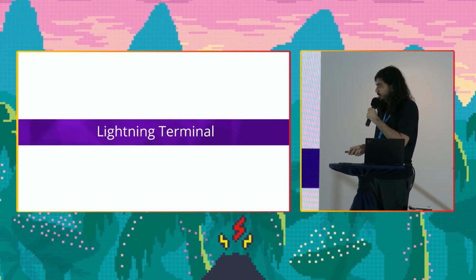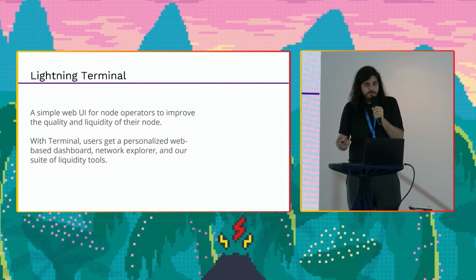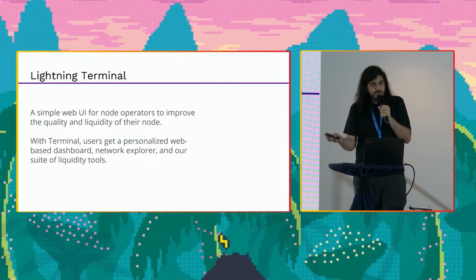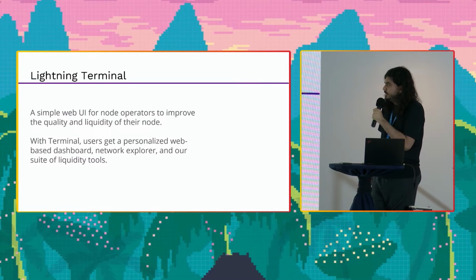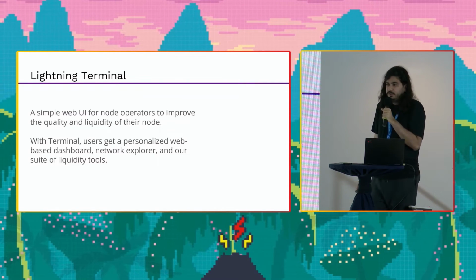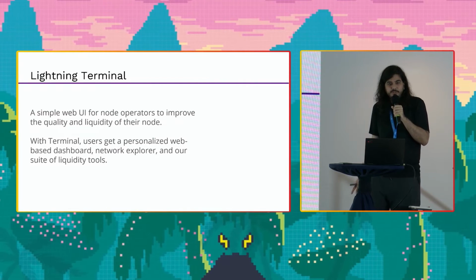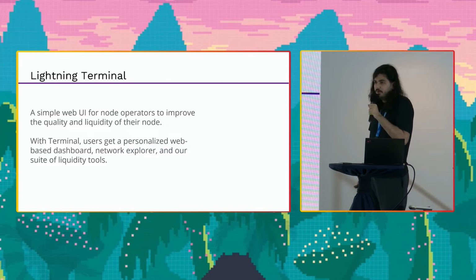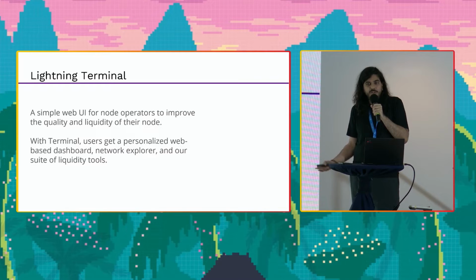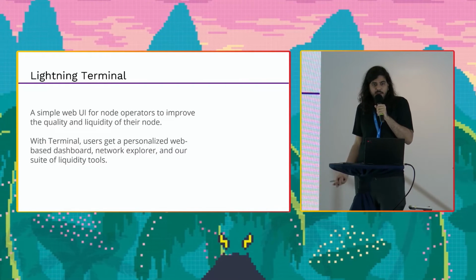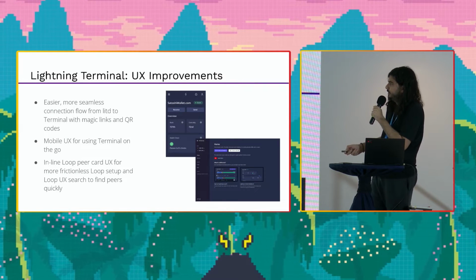That's why we have Lightning Terminal, which is a web UI for node operators to use our products Loop and Pool, but also open channels and manage their liquidity. And we have a bunch of things that we are improving in terms of the UI and the UX of interacting with these nodes and managing them. Before, you could only do a bunch of the things that I'm showing here through CLI. So let me show you some of these UX improvements.